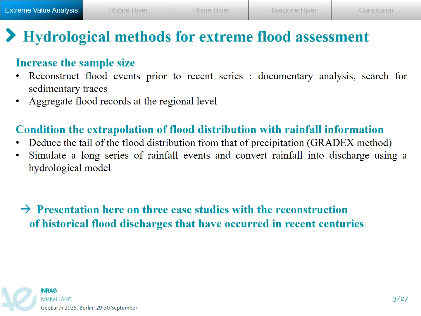Hydrologists proposed several methods to improve the estimation of extreme floods. It is possible to increase the sample size by adding information on historical floods or by gathering flood information at a regional scale. It's also possible to simulate long series of rainfall events and convert rainfall into discharge using a hydrological model. I will focus here my presentation on 3 case studies with historical flood data.